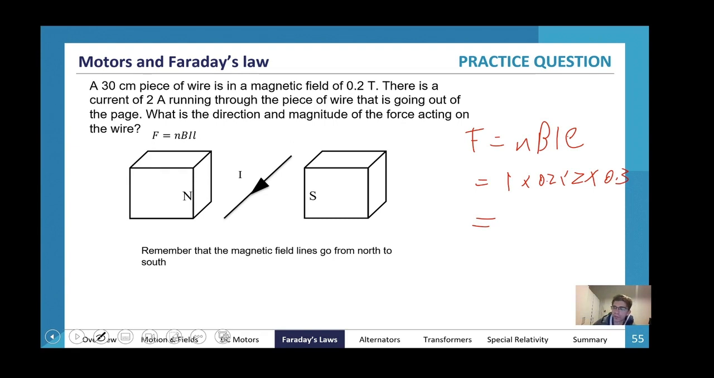So the force in newtons is 0.12 newtons.